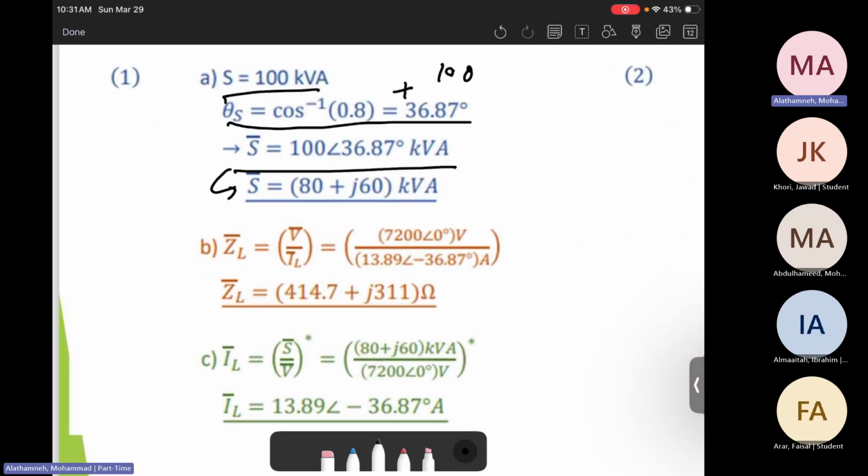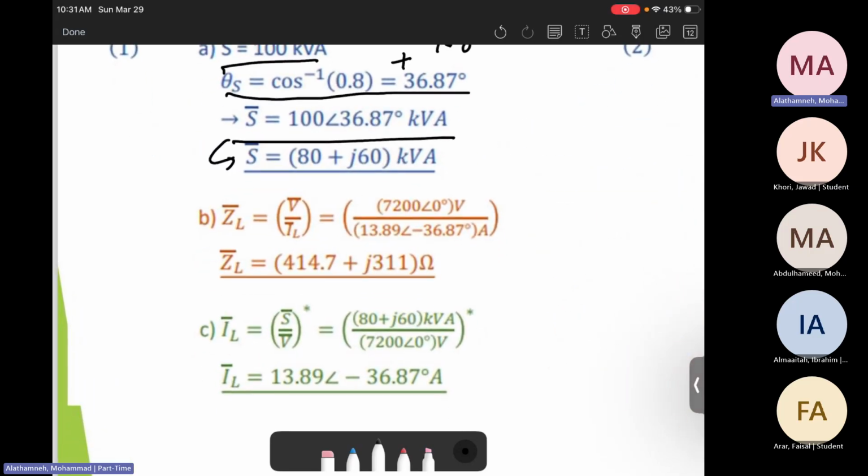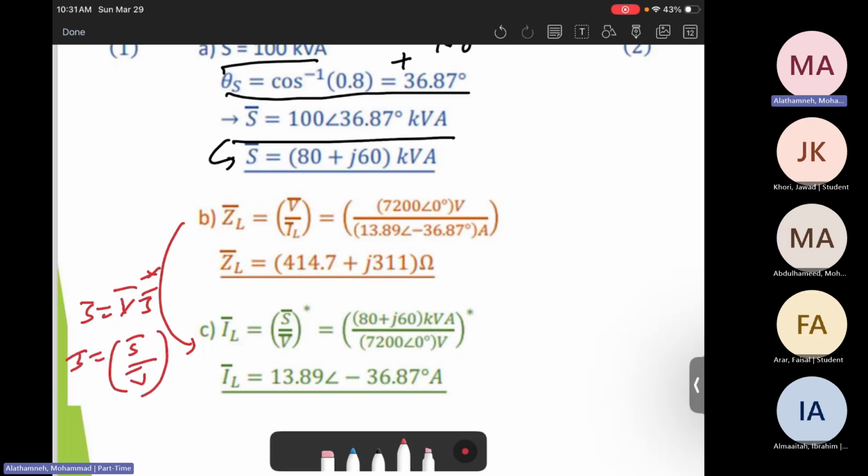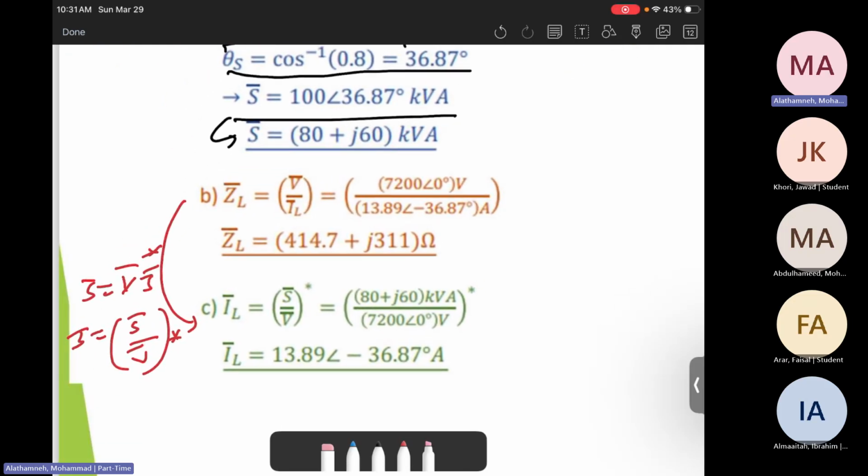The second part, we need to calculate the impedance. To calculate the impedance, you can use Ohm's law, V over I. So let's calculate I first. We know S equals V times I conjugate. So therefore, I will be S divided by V, all of it conjugate. So we can calculate this. Don't forget the conjugate. There's a conjugate here, conjugate here.